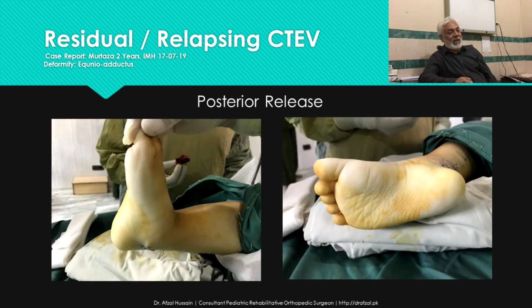This is after correction. We did the posterior release. You can see the small scar marking, the stitched part here. So what he required is the posterior release, according to the deformity that we saw. And this is the amount of correction that you can see operatively.